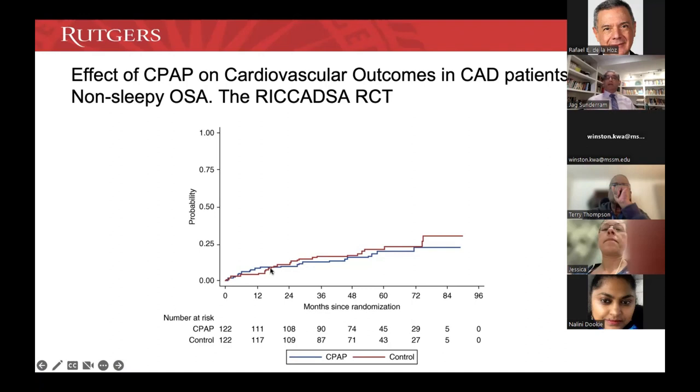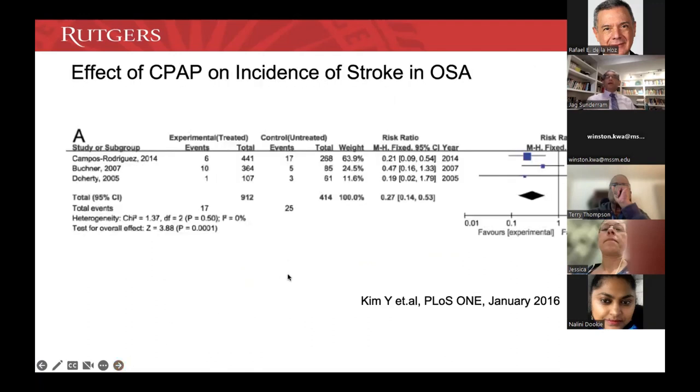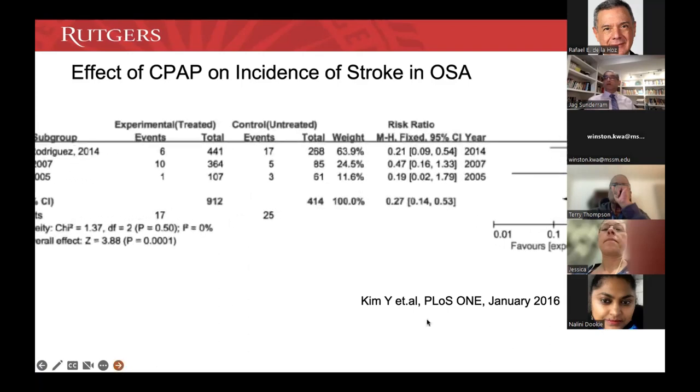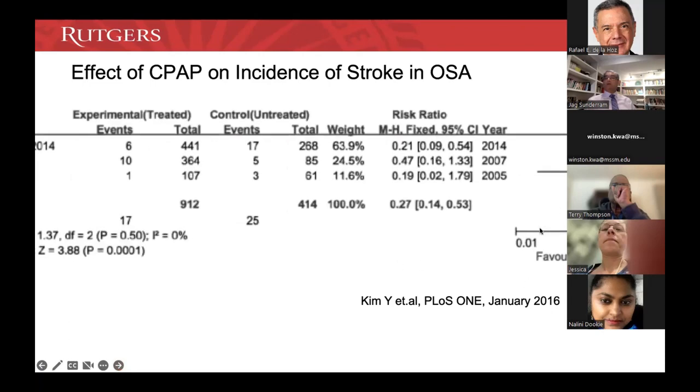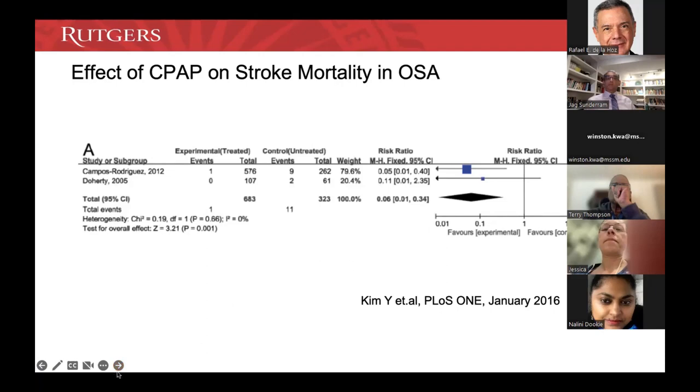A third study that I haven't put in here, the ISAACC study, had similar data on those who had acute coronary syndromes, followed up on CPAP: no difference in outcomes in terms of recurrent events. However, in terms of strokes, there seems to be data suggesting that CPAP actually does make a difference in reducing the incidence of strokes. This is a meta-analysis from a number of studies published in 2016, showing that CPAP was favorable in terms of reducing incident stroke and stroke mortality.